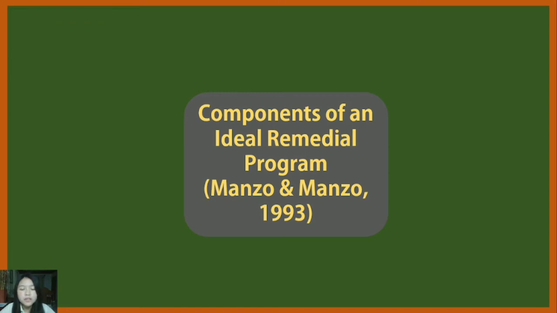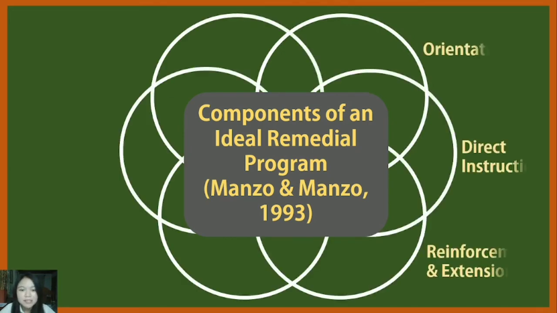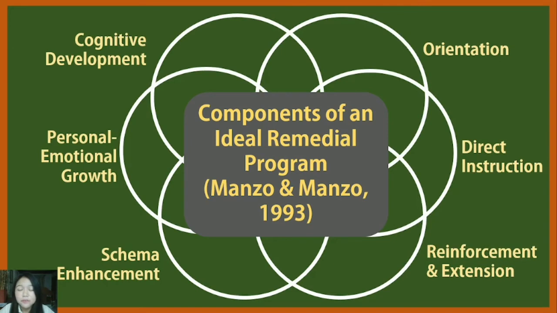So here are the components of an ideal remedial program devised by Manzo and Manzo of 1993. So there are 6 components to consider. We have orientation, direct instruction, reinforcement and extension, schema enhancement, personal emotional growth, and cognitive development. So we will explain it one by one.